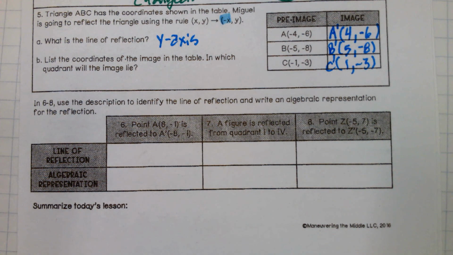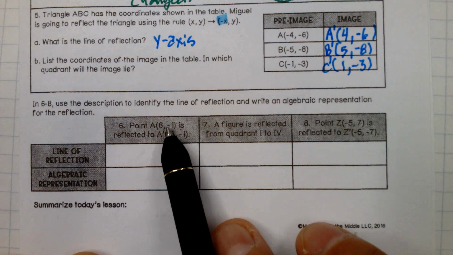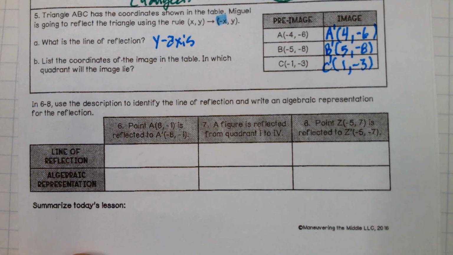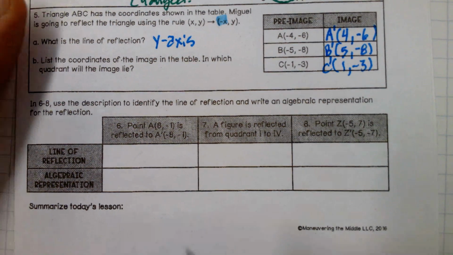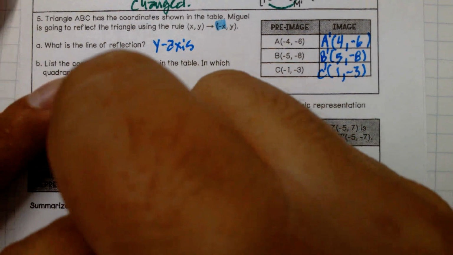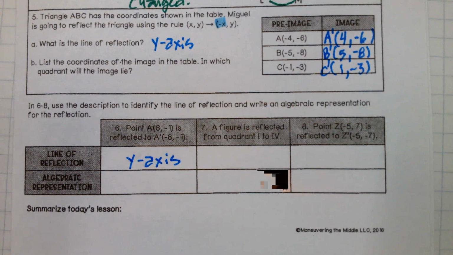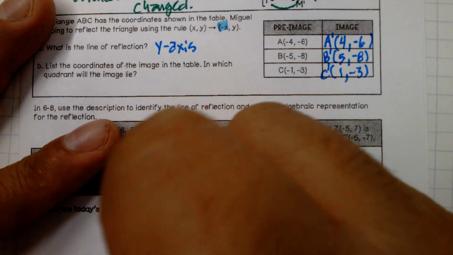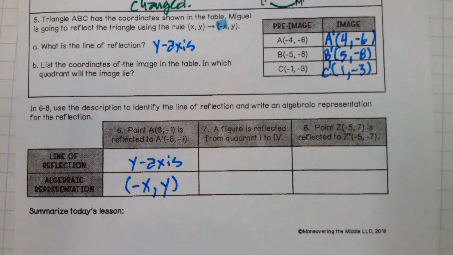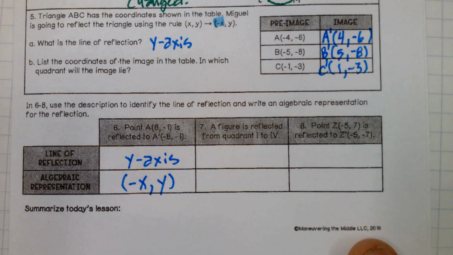So what changed, x's or y's? Did the x values change or did the y values change? X. So when x values change, what's our line of reflection? Y-axis. Okay. So since that's it, the algebraic representation would be -x, y. Okay. So try that on number 7.